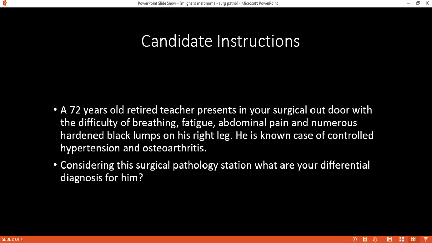Can you name any infectious condition which infects the lower limb lymphatics and can mimic the same condition as this one? It could be cellulitis of the lower limb.